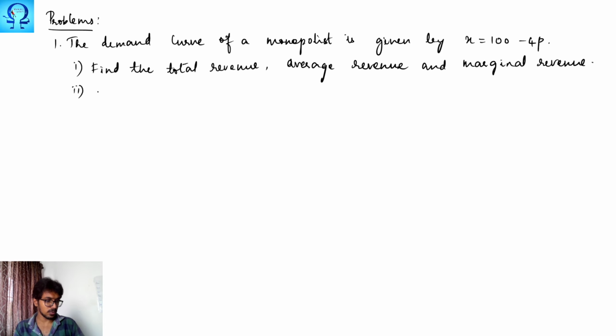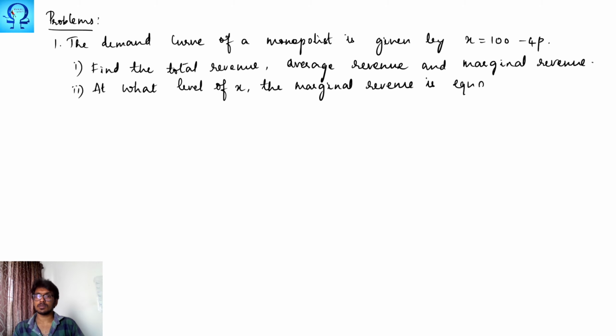And the second one is at what level of x the marginal revenue is equal to 0. These are the two things that we have to find in this problem. Okay, let us start our solution.